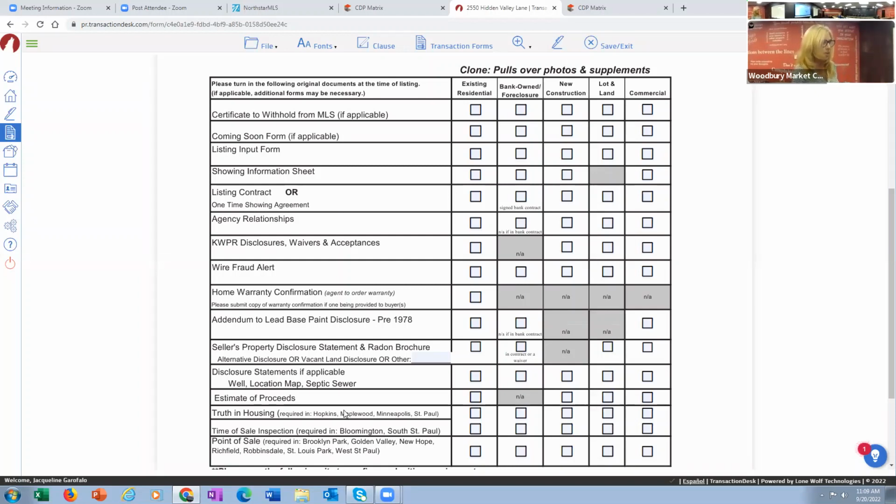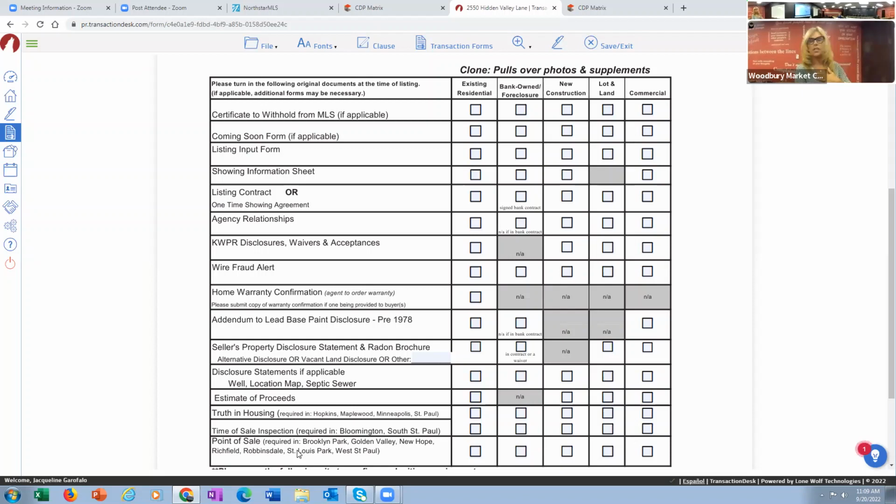If you jump down here, if those properties are in St. Paul, Maplewood, Hopkins, all these down here, we need that client to do a Truth in Housing and/or whatever each community calls it. Sometimes they call them time of sale inspections, Bloomington, South St. Paul, point of sale, they call them. Those are just high level inspections that those sellers have to do prior to going live. Well, sometimes you might not get it done till after you go live, but prior to your sale, they need to be able to view that. Truth in Housing, for the most part, in St. Paul, Maplewood, okay?